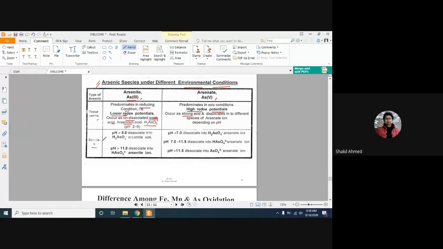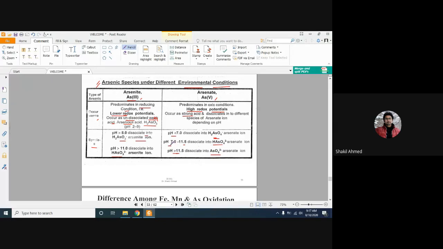Species. What are the species? If pH is greater than 8.0, it dissociates into the arsenite ion. This is one arsenite ion. If pH is greater than 11, it is in this form, arsenite ion. If pH is less than 7, it is in this form. If pH is 7 to 11.5, it is in this form. If pH is greater than 11.5, it's in this form.